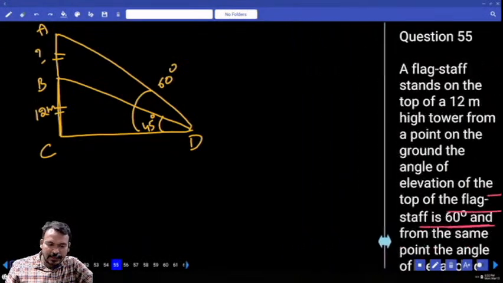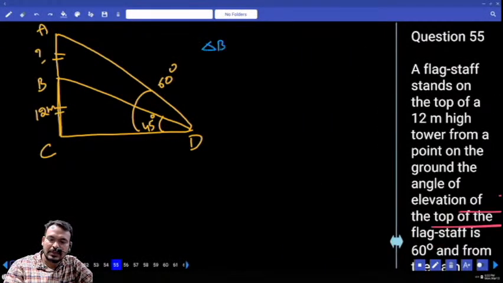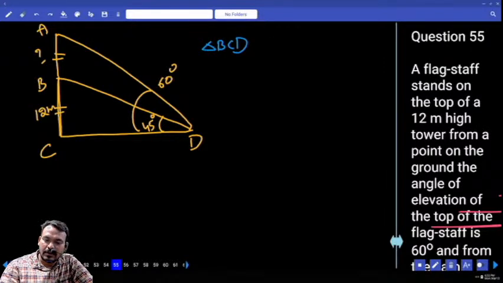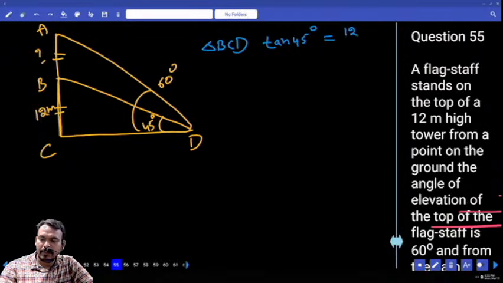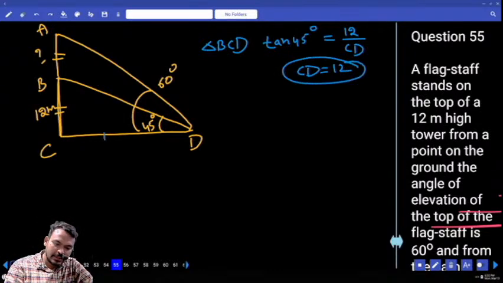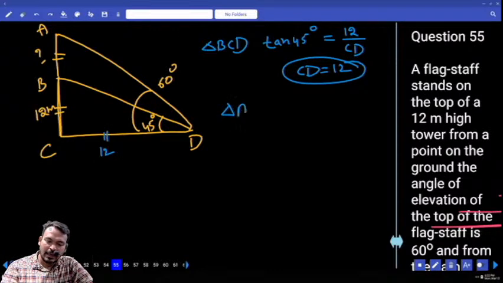Okay. And here, triangle BCD. In triangle BCD, tan 45 is equal to BC by CD. BC value is 12, so 12 by CD. Tan 45 means 1. So CD also has the value 12.